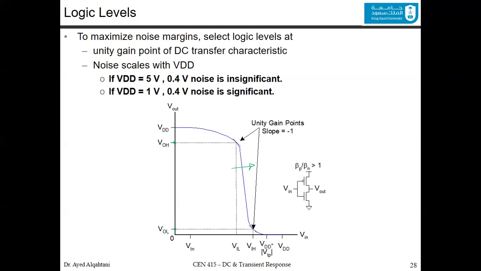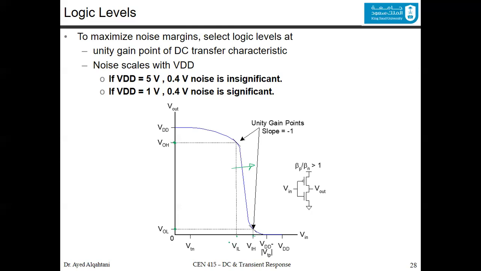Again, we do the same for the x-axis. This is for the y-axis. For the x-axis, you have the VIL is all the way over there. So you have a big value over here. And the VIH is also over here, which is a good amount, but still the VIL is much larger than this value. Now, where are the noise margins?